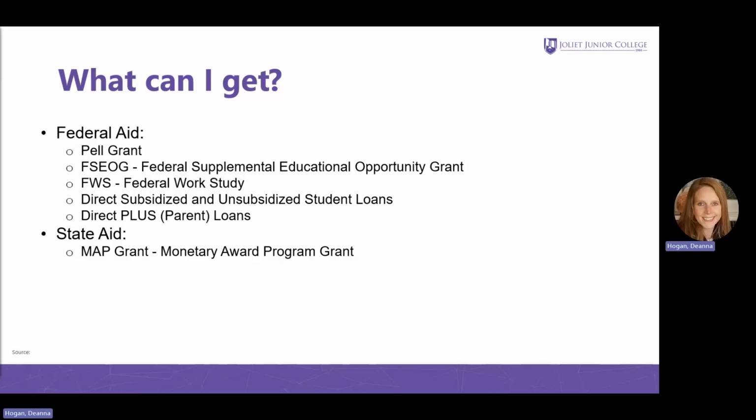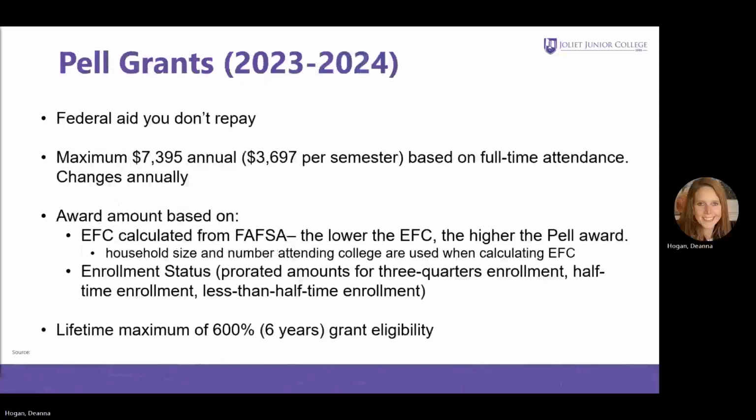These are some of the types of aid that a student may see on their award or offer letter from a college. We'll talk about each of these a little bit more in detail on the next few slides. Because of significant changes with FAFSA simplification, we've split out Pell information for each award year on multiple slides.